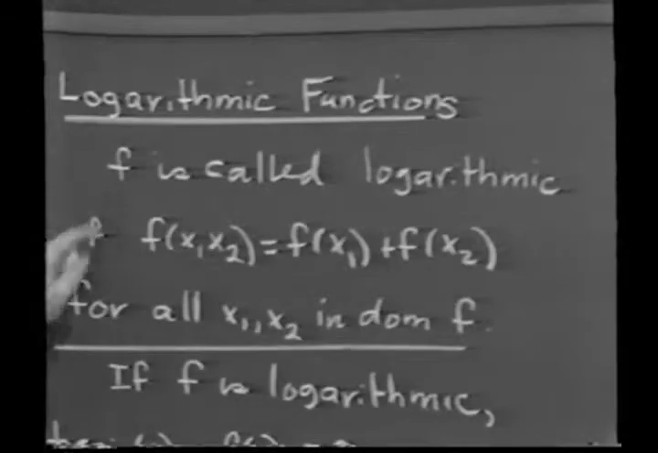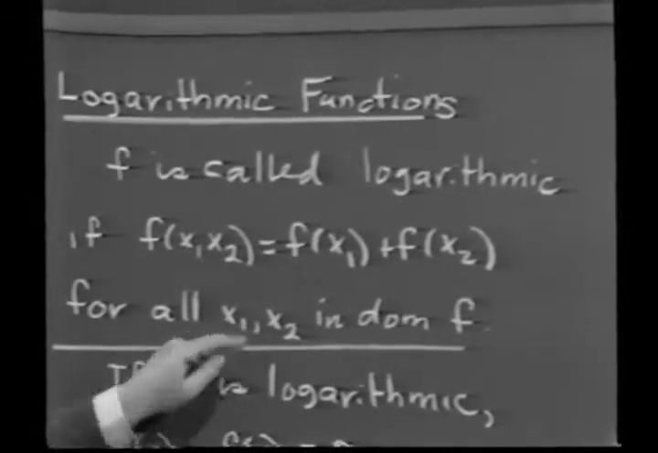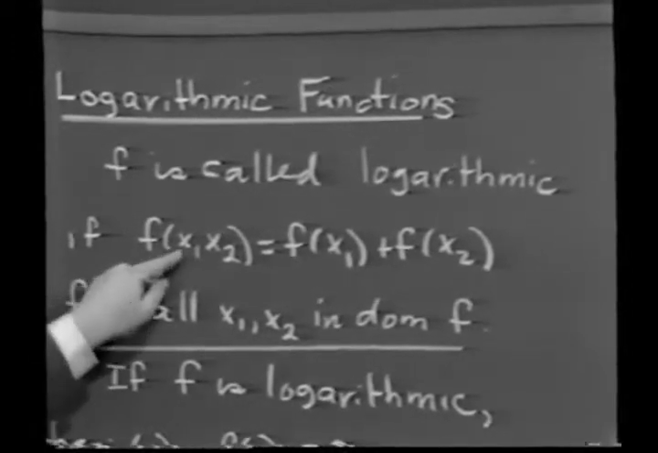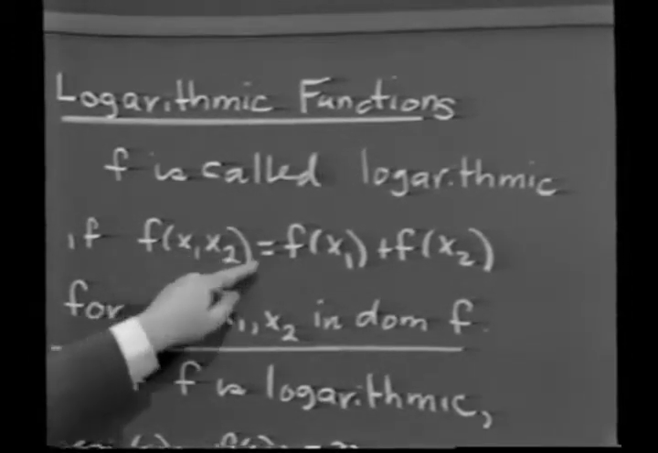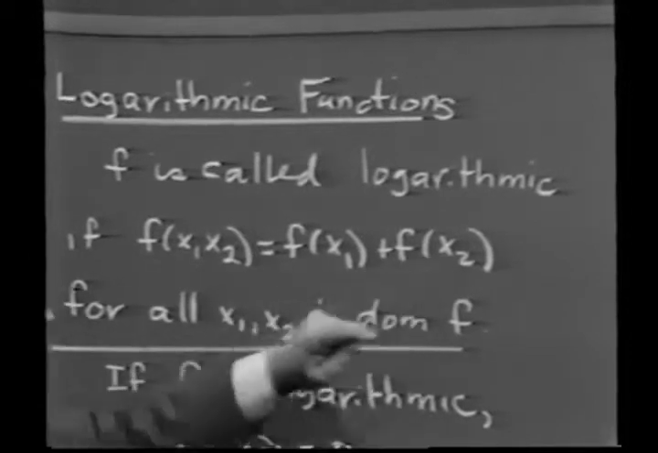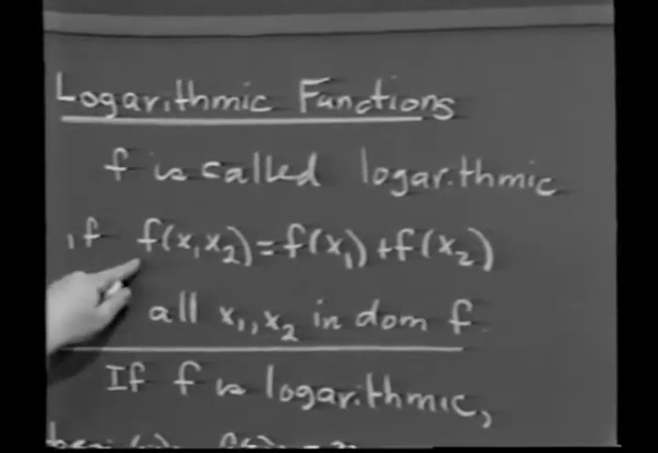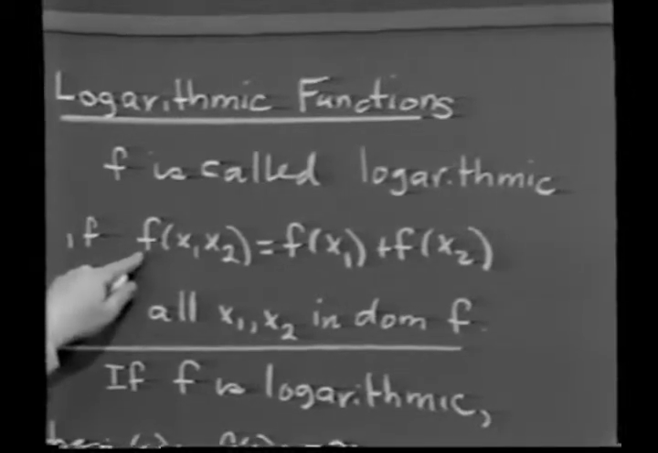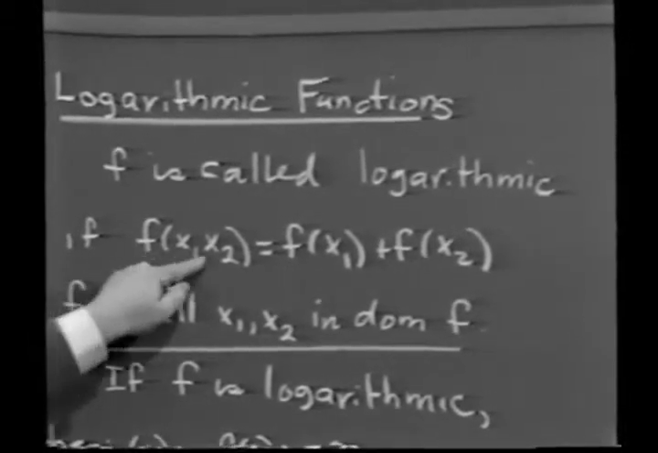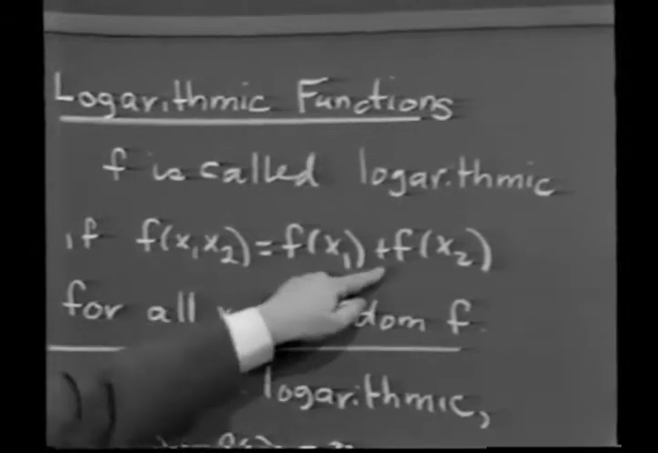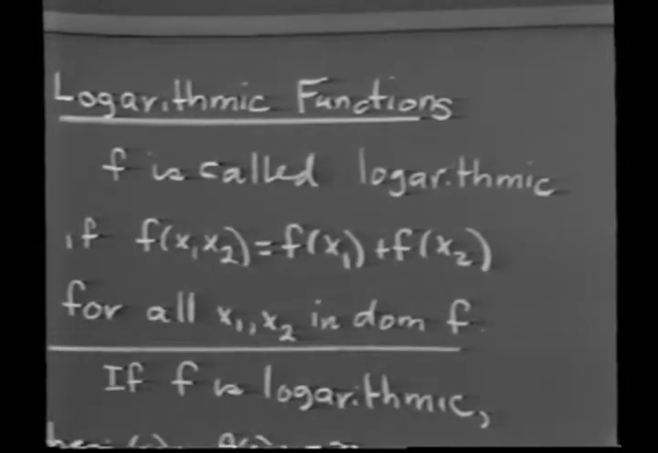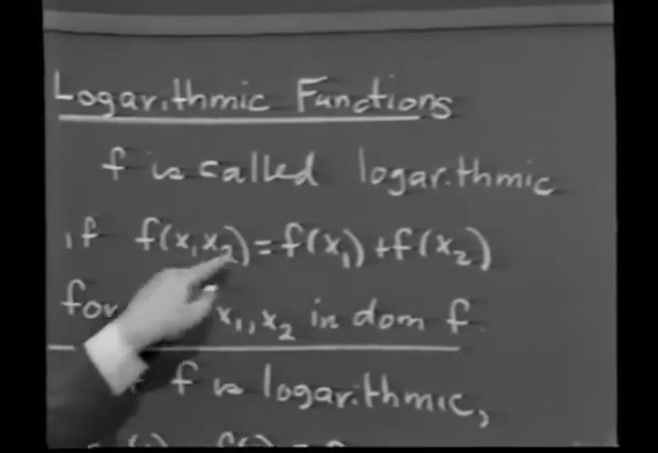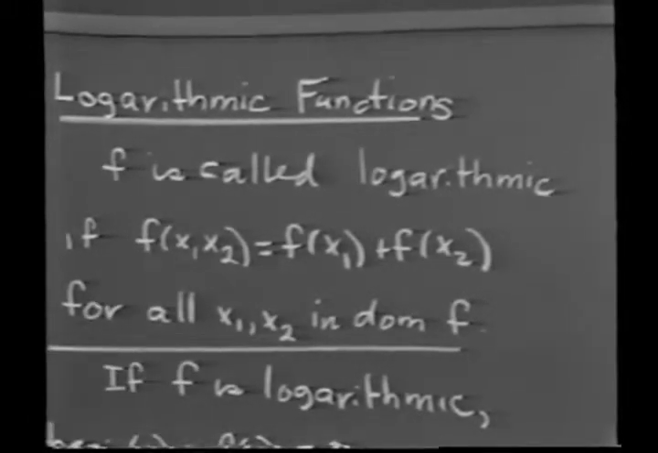Specifically, a function f is called logarithmic if for all x1, x2 in the domain of f, f of the product of x1 and x2 is f of x1 plus f of x2. In other words, since we know what nice properties a logarithm has, let's define any function f to be logarithmic if f of a product is equal to the sum of the f's. Okay? Now you see, this may sound like a pretty simple statement, but it's quite demanding.